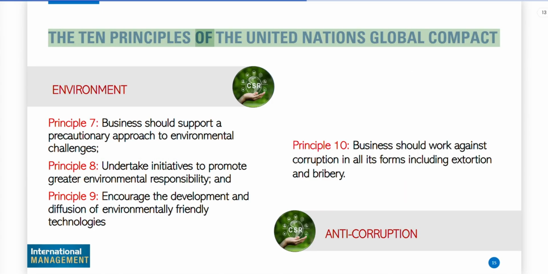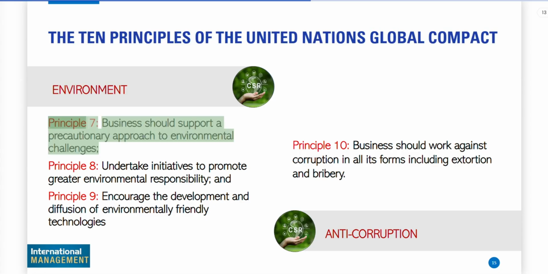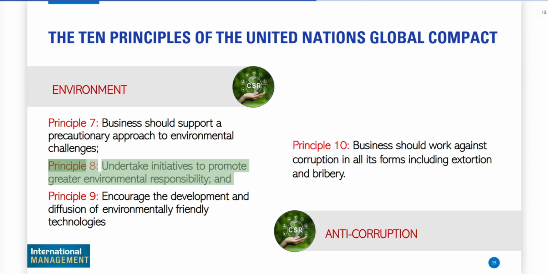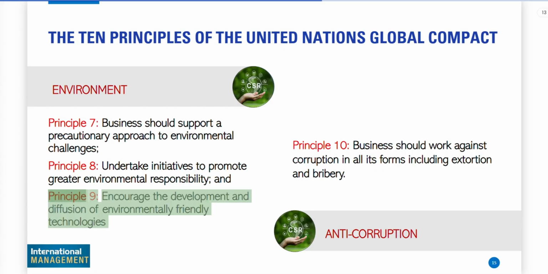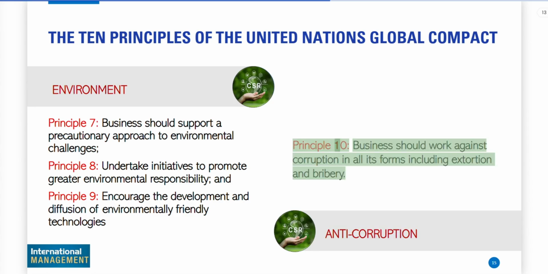The 10 Principles of the United Nations Global Compact. Environment. Principle 7. Business should support a precautionary approach to environmental challenges. Principle 8. Undertake initiatives to promote greater environmental responsibility, and Principle 9. Encourage the development and diffusion of environmentally friendly technologies. Anti-corruption. Principle 10. Business should work against corruption in all its forms, including extortion and bribery.